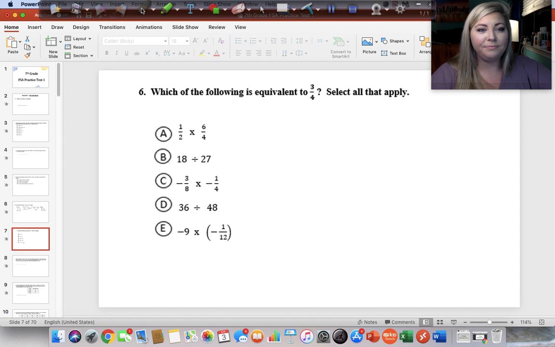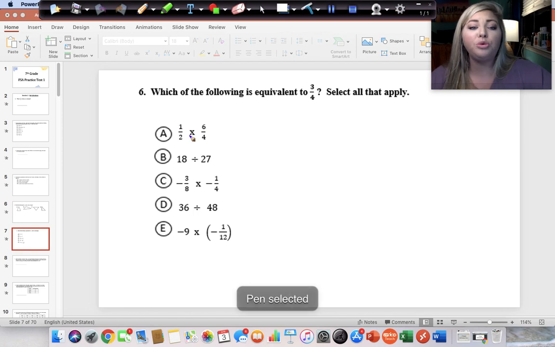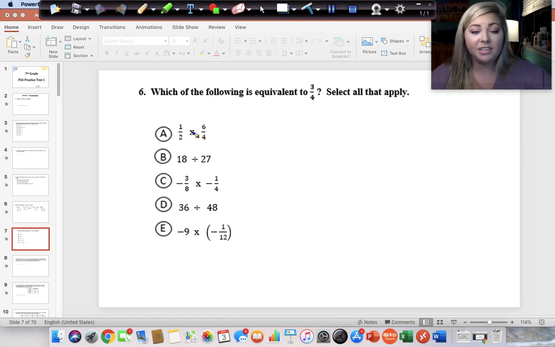Number 6. Which of the following is equivalent to 3/4? So remember, we have to think back to 6th grade when we were multiplying with fractions, right? We multiply straight across. 1 times 6 gives us 6, and 2 times 4 gives us 8. If we reduce this by dividing both by 2, 6 divided by 2 gives us 3, and 8 divided by 2 gives us 4. So this is correct. It does say select all that apply, so it's going to be more than just A.